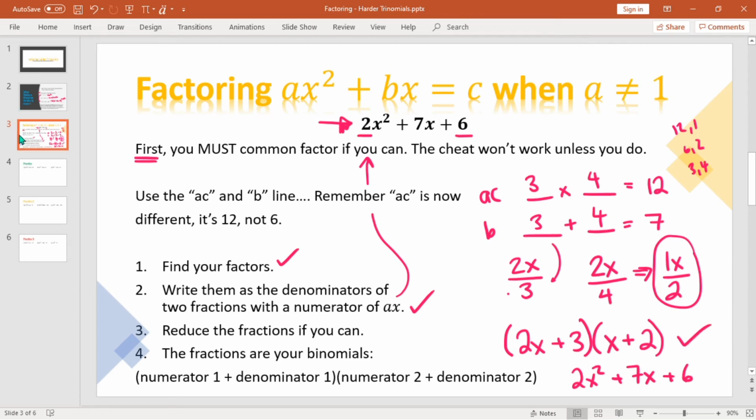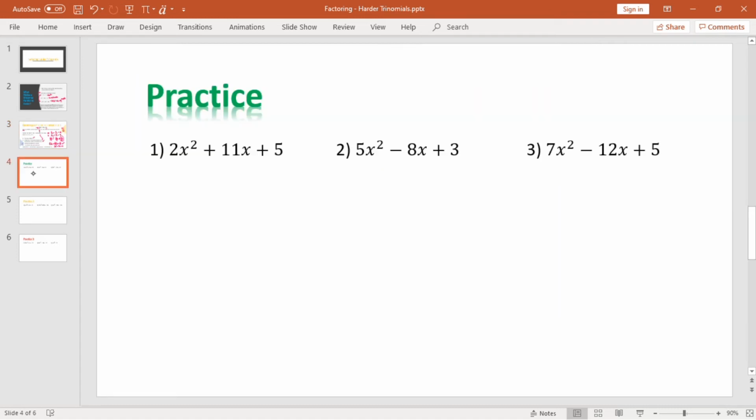Now we're just going to do lots and lots of examples. Number 1. And I'm going to write common factor because it has to be your first step. I can't for number 1, so that's fine. My AC and my B.